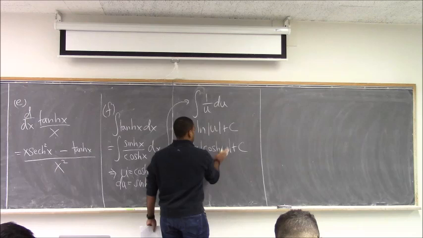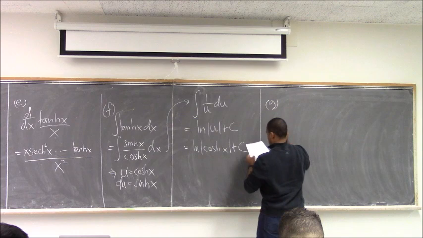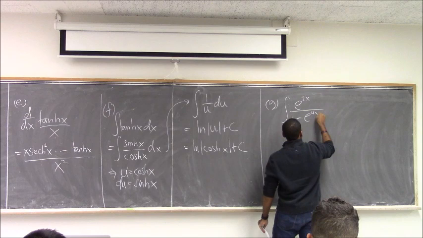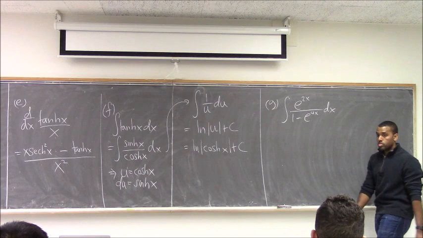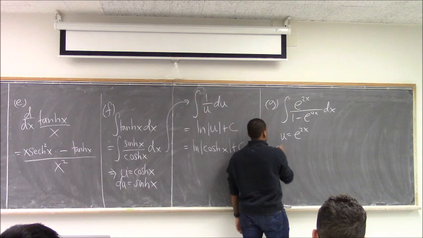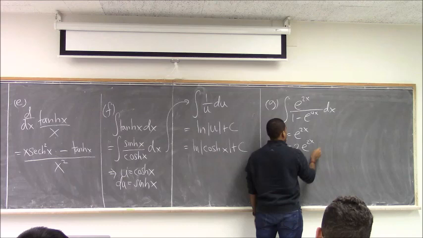Okay. Now, g. And that was the last one. Okay. How do we do this one? u equals e to the power of 2x. du would be? 2e to the power of 2x. Then how do you apply that? What is that going to look like?